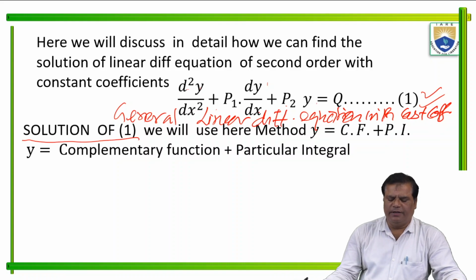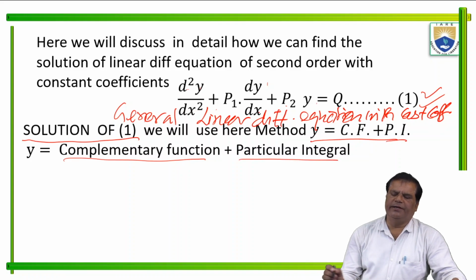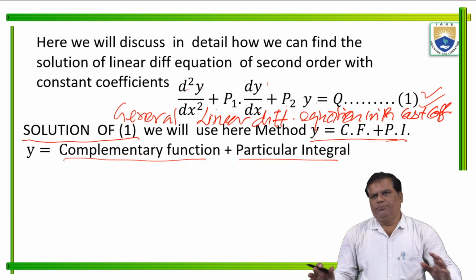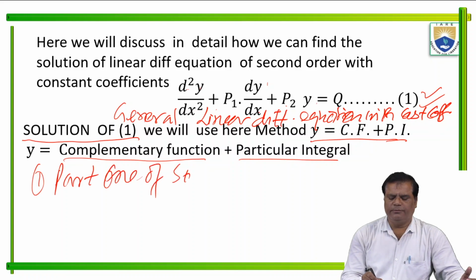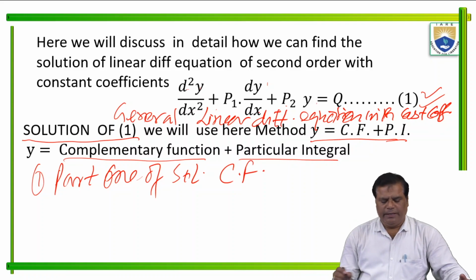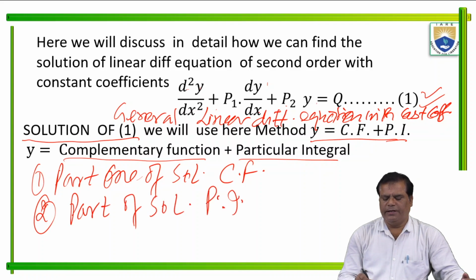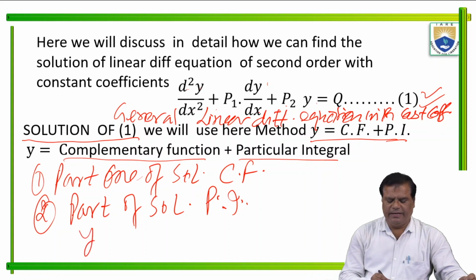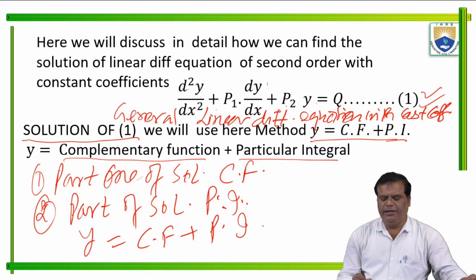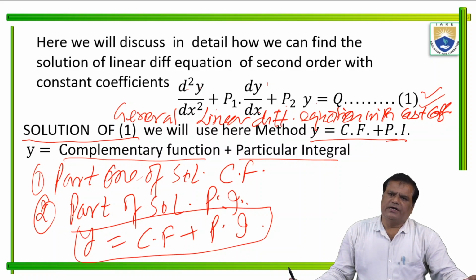So for the solution of equation 1, we will use the method y is equal to CF plus PI. What is CF? CF is the complementary function. PI is the particular integral. There are two parts of the solution. Part 1 of the solution is CF, the complementary function, and part 2 of the solution is PI, the particular integral. When we add both solutions, CF and PI, we get y is equal to CF plus PI, that is the complete solution of the given linear differential equation of second order with constant coefficient.